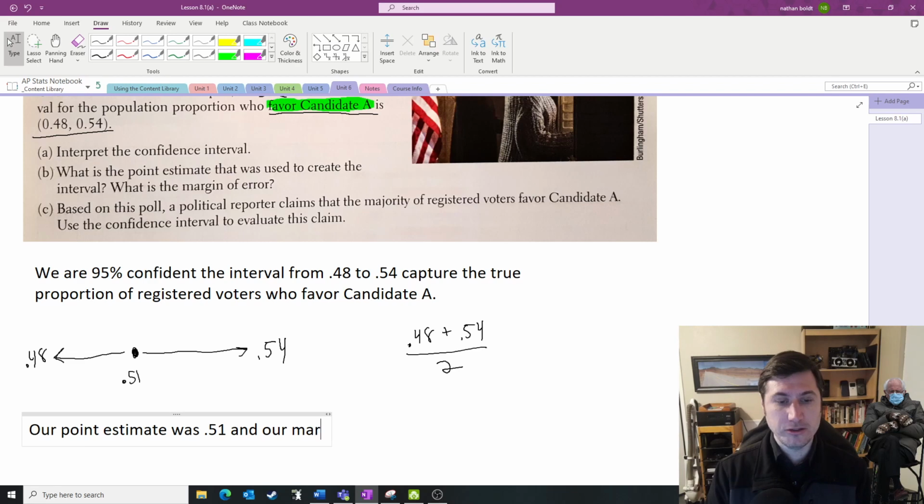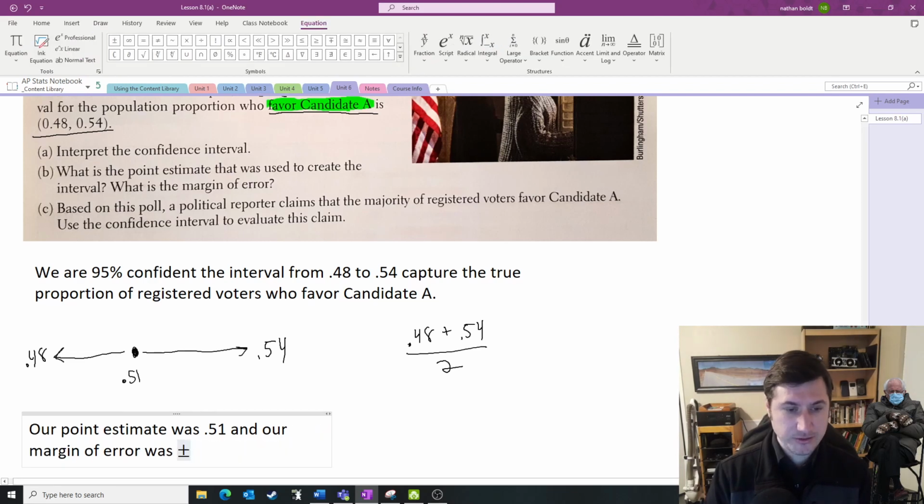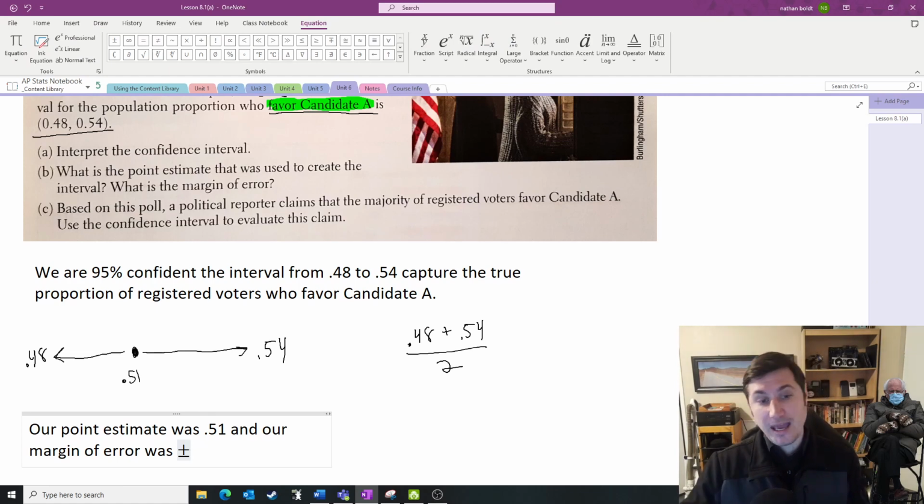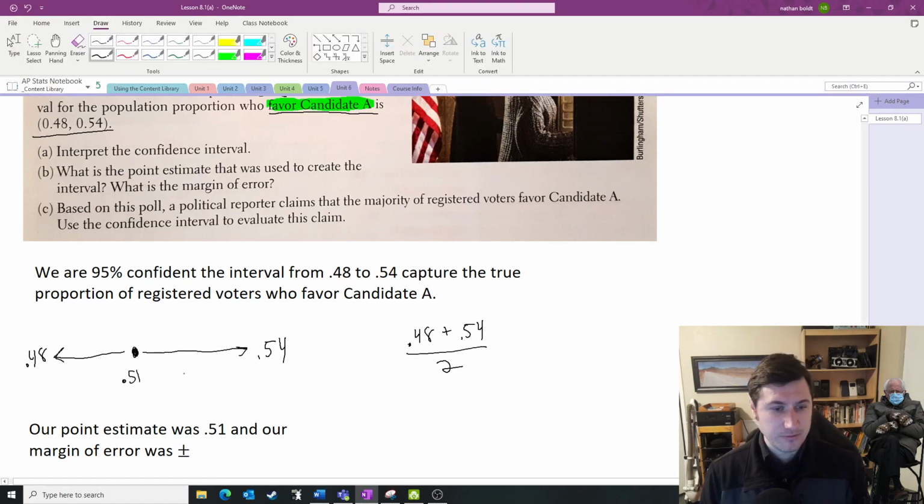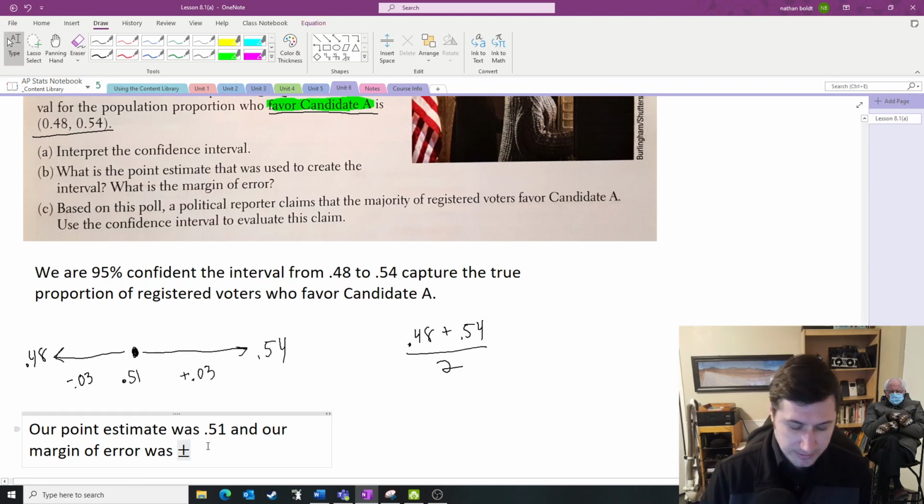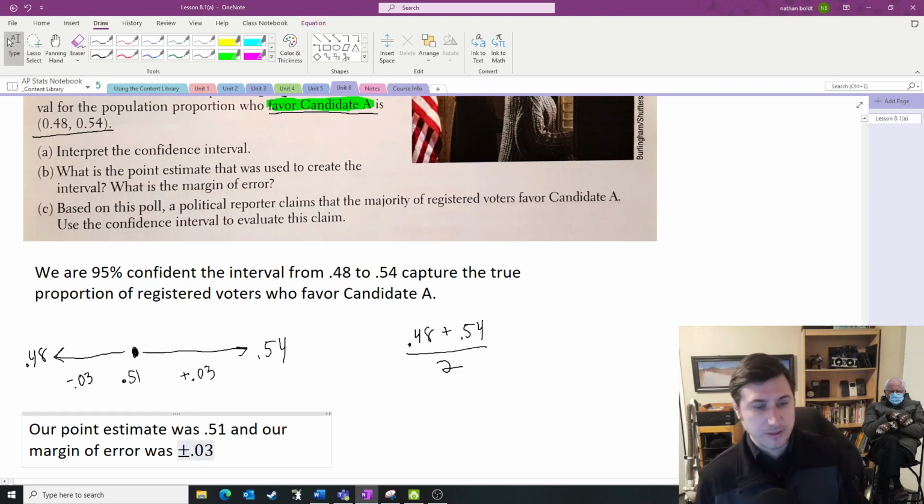And our margin of error was plus or minus. How much did we add? How much did we subtract? Again, you can do this in your head, I'm hoping. But you simply have to see we were adding 3% and we were subtracting 3%. So it was plus or minus 0.03.